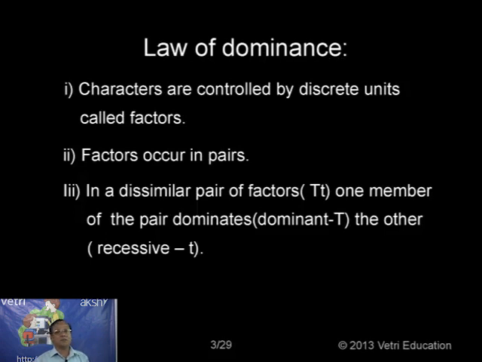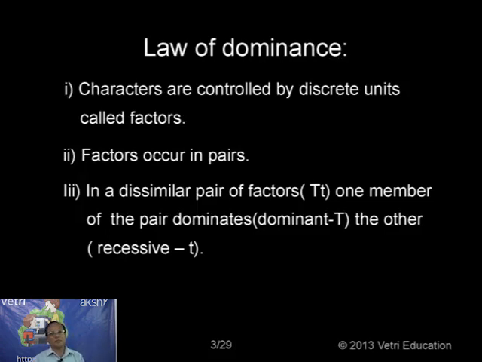These factors are responsible for controlling a particular character in an individual. Whatever the number of individuals, a particular character is controlled by a particular gene or factor located at a particular locus in all the individuals. So, number one, the characters are controlled by discrete physical units called factors or genes. Mendel called them factors; later Johansen, in 1903, called them genes.